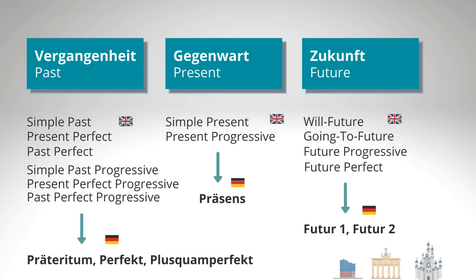And that's it. Those are all tenses in German. 3 past tenses, 1 present tense, and 2 future tenses. If you made it until this point, then congrats! But your journey doesn't need to be over.